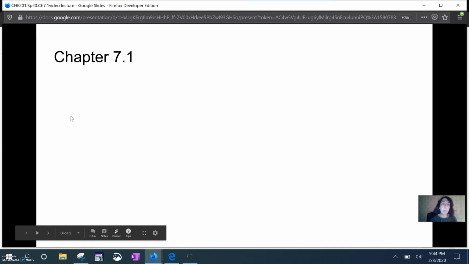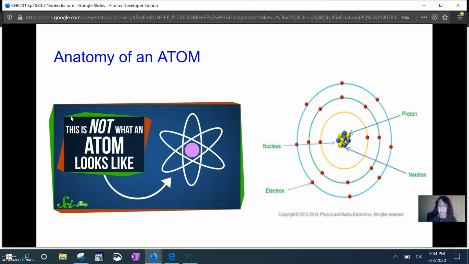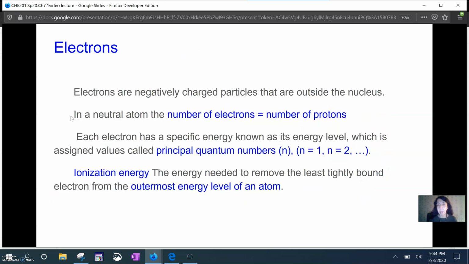This is actually coming from Chapter 7.1, so I'm just going to skip a little out of sequence for a minute just to give you a better idea where these things come from. So remember we said even though this is not what an atom looks like, it's a good way to think about things. The protons and the neutrons are in the nucleus, and the electrons are on the outside. So we're going to pretend they're kind of in shells like this. These are the negatively charged particles on the outside of the nucleus.